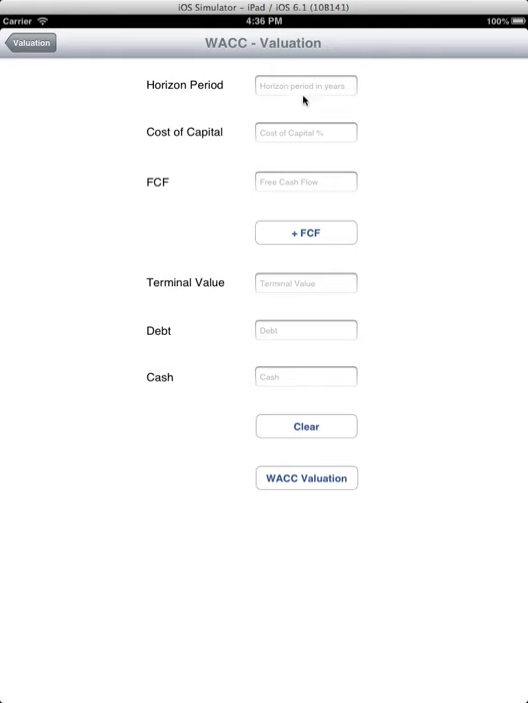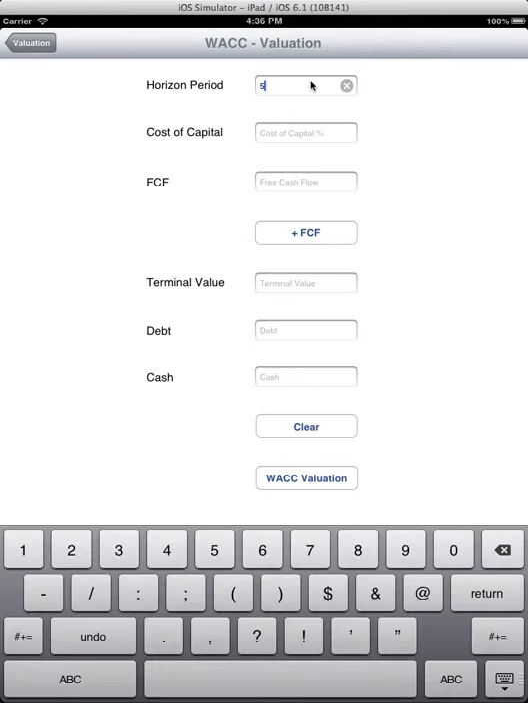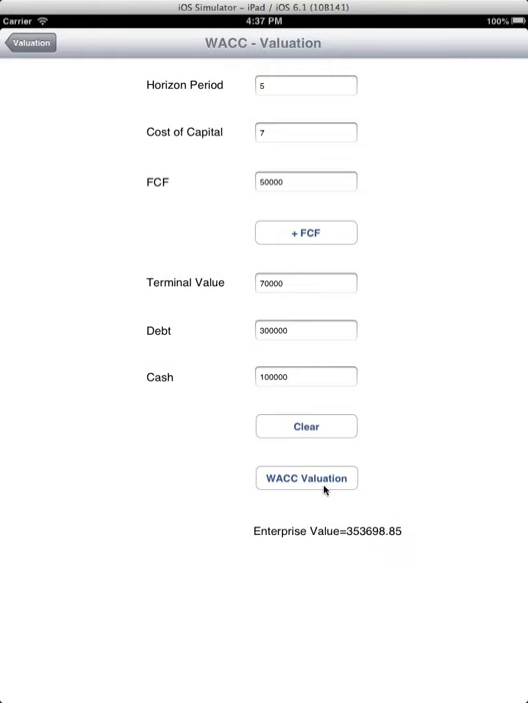So, weighted average cost of capital valuation. For a 5-period valuation, the cost of capital is 7%, free cash flow is 3000, and we added that. Next is free cash flow of 4000, we added that. Next free cash flow we also added. So the terminal value is 70,000, and our debt is 300, to arrive at net debt. So this is the enterprise value.